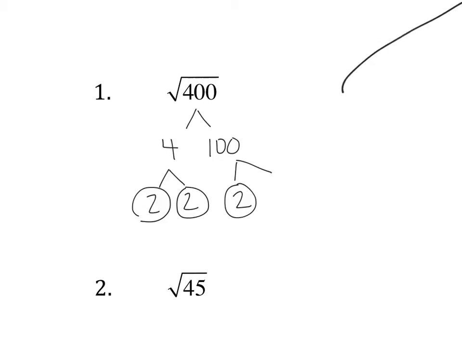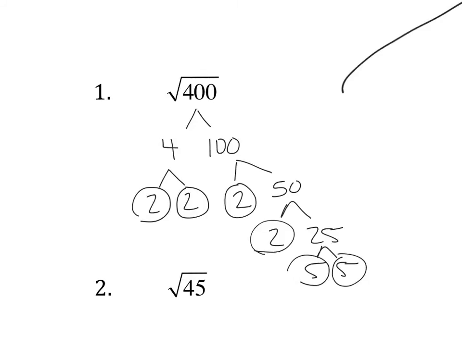You don't have to start with 4 and 100. You could do 40 and 10 if you wanted to. Whatever makes the most sense for you. So here, this one's a pretty long one. In the end, I end up getting the numbers: I've got 4 2s and 2 5s.